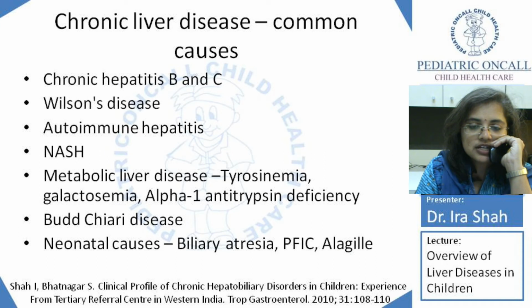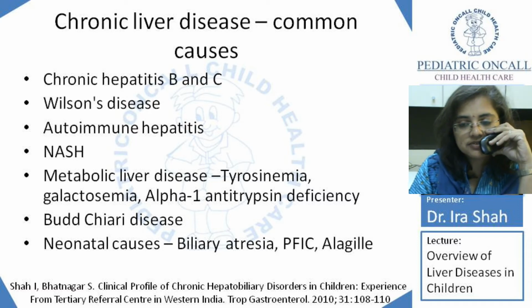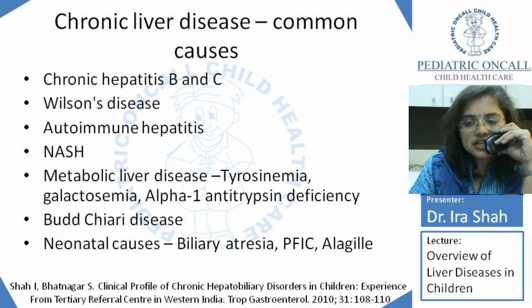Common causes of chronic liver disease: infections B and C, metabolic, Wilson's, autoimmune, NASH. Don't forget tyrosinemia, galactosemia. Alpha-1 antitrypsin is rare in our country, so don't even bother working up children for alpha-1 antitrypsin deficiency. But Chiari can lead beyond chronic liver disease. And then obviously neonatal causes like biliary atresia, PFIC and allergy.